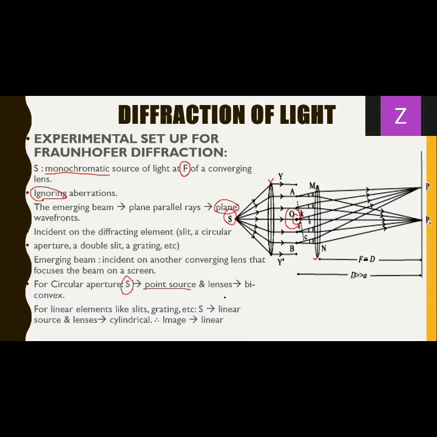Okay. Now for any linear element we have, what is a linear element? It might be a slit, double slit, grating, right? What does a slit mean? It is like a line. That's why it's a linear element. What will a double slit be? It will be two lines like this. Okay. So for that, S is the linear source and lenses will be the cylindrical lenses.